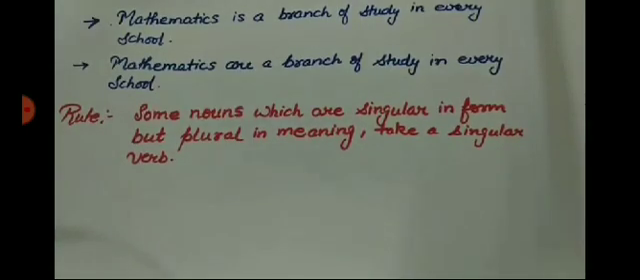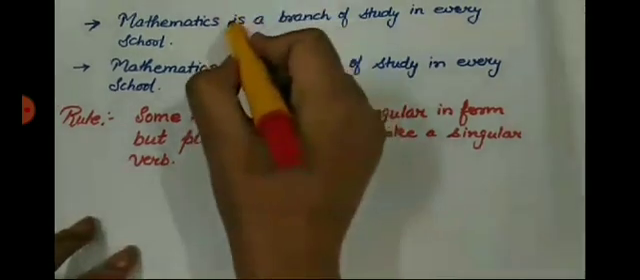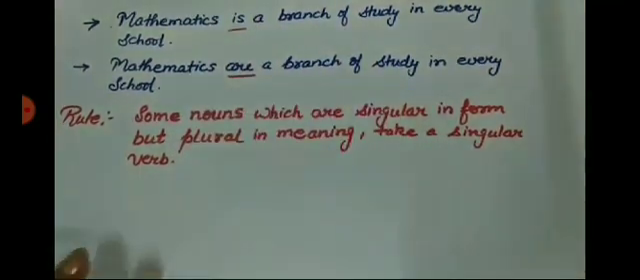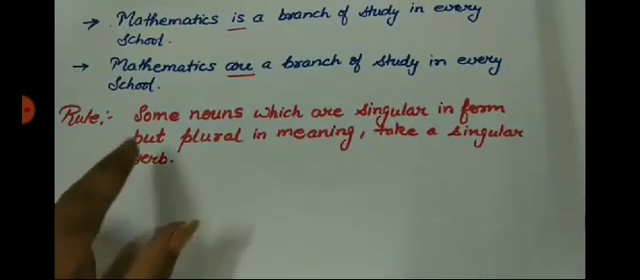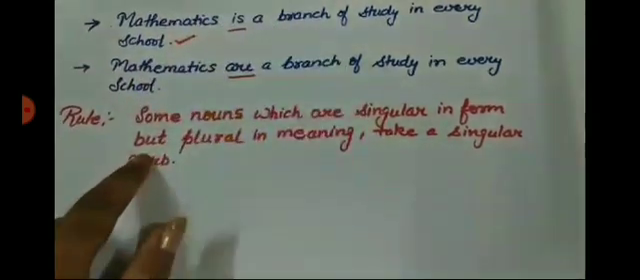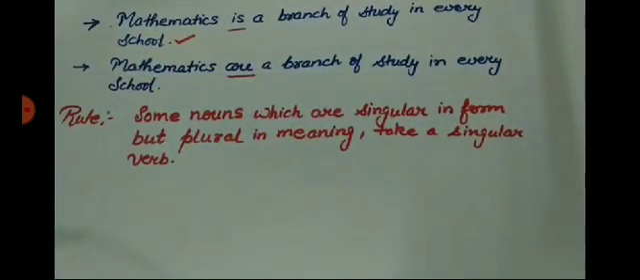So here goes the last example for today: "Mathematics is a branch of study in every school." Or I can write, "Mathematics are a branch of study in every school." Now I think almost every one of you knows what the difference is here. This is "is" and this is "are". So which one is correct? See, it is a very easy one. "Mathematics is a branch of study in every school."